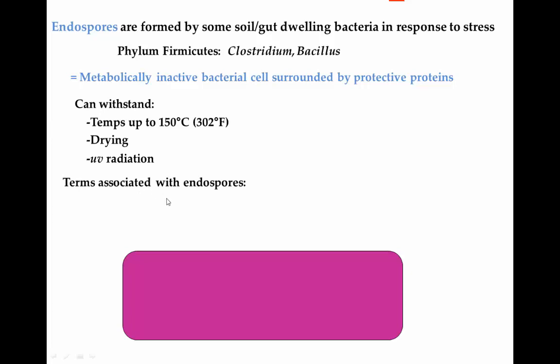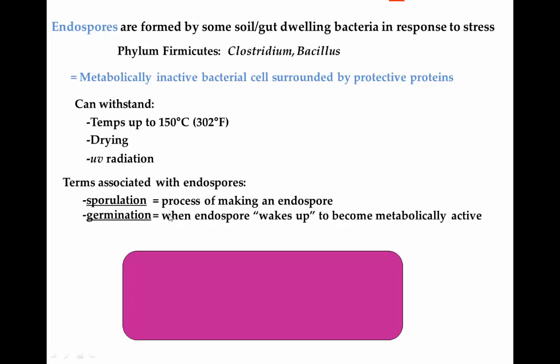There are some terms that we should familiarize ourselves with that are associated with endospores. The first is sporulation. So sporulation describes the process by which a bacterial cell makes an endospore. Germination is when that endospore kind of wakes up to become metabolically active again. So when an endospore germinates, that means that it's kind of reanimating and becoming metabolically active again.